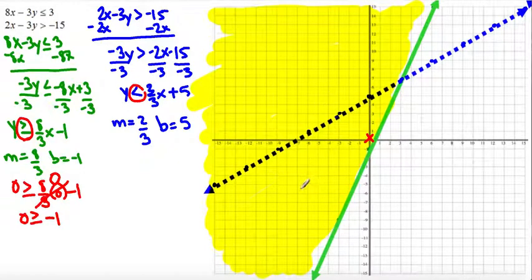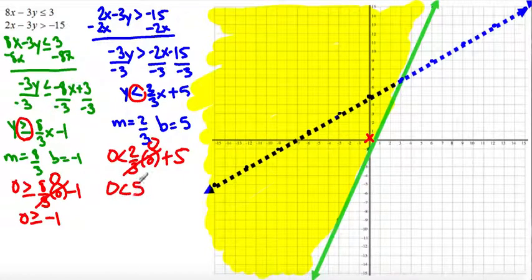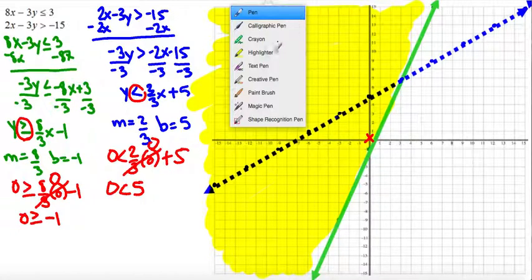Right, I do the same thing with the blue dotted line. I plug in my origin, my 0, 0 point, to see if I shade above the blue line or below the blue line. So if 0 is less than 2/3 times 0 plus 5. So 2/3 times 0 is 0, so if 0 is less than 5, and 0 is less than 5, so I have to shade everything that's including the 0, 0 point, so everything that's below the blue line.